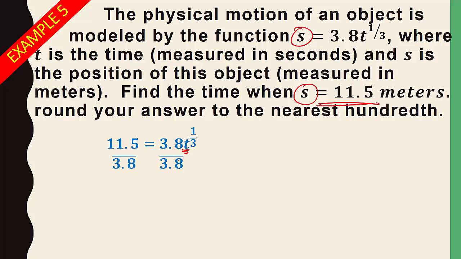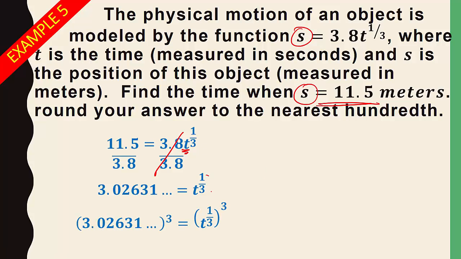We're going to start off by dividing both sides by 3.8, because again, the idea is to isolate the variable. Okay, get rid of the 3.8 on the right side. 11.5 divided by 3.8 is this long number that doesn't end, 3.02631, etc., equals t to the 1/3 power. Now I want to solve for t, not t to the 1/3. So how can I do that?